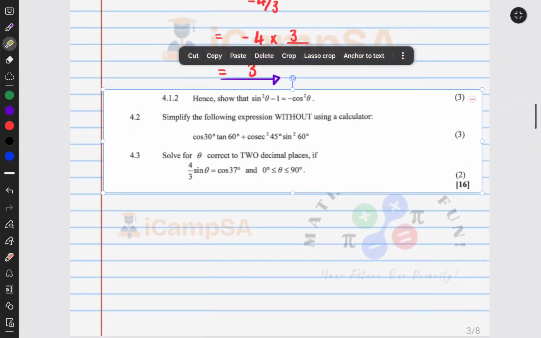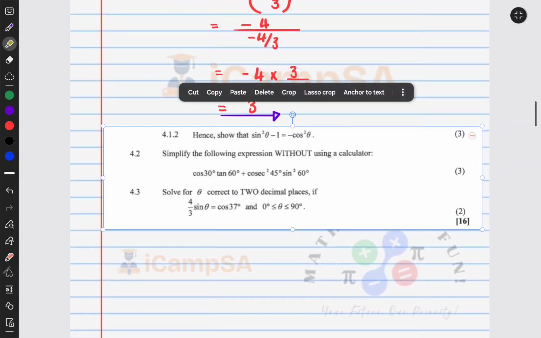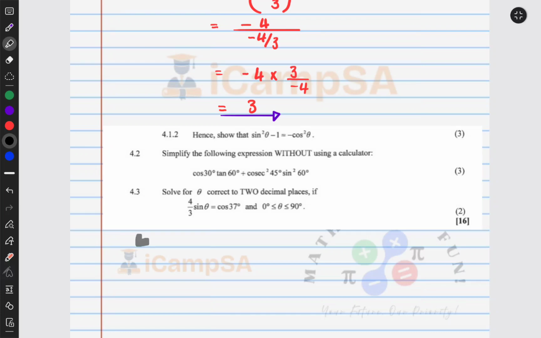And hence show that, for 4.1.2, sine squared theta minus 1 is equal to negative cos squared theta. Let's take the left hand side first. It is equal to sine squared theta minus 1.